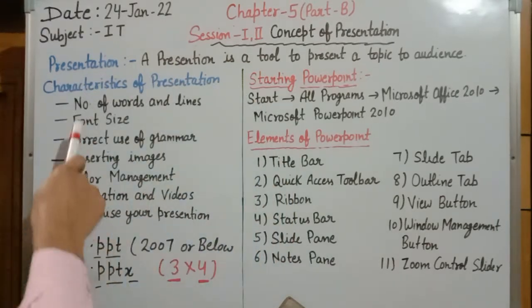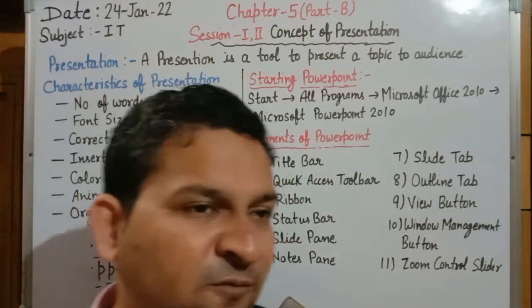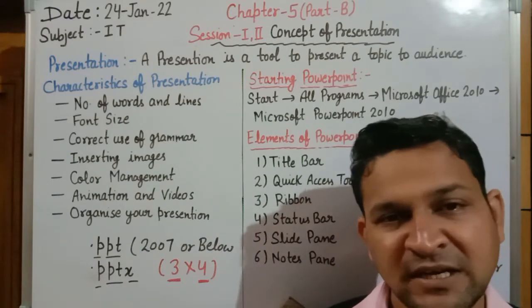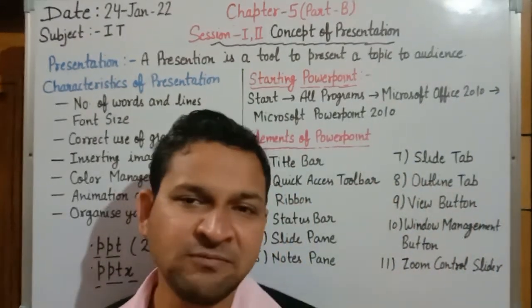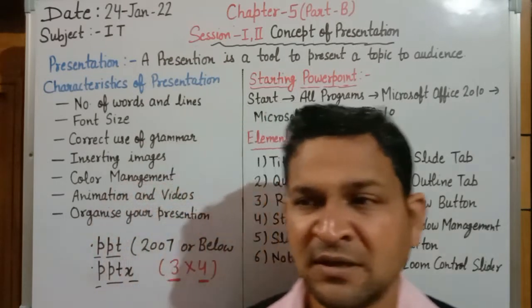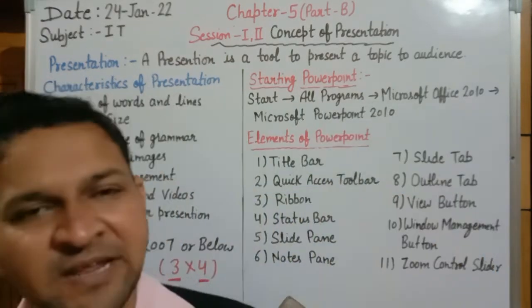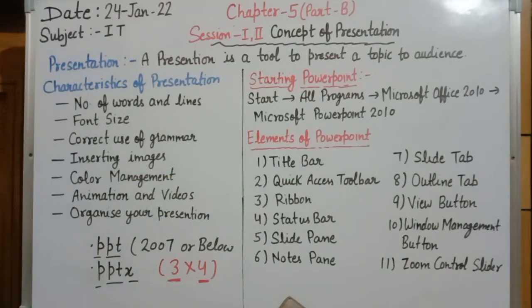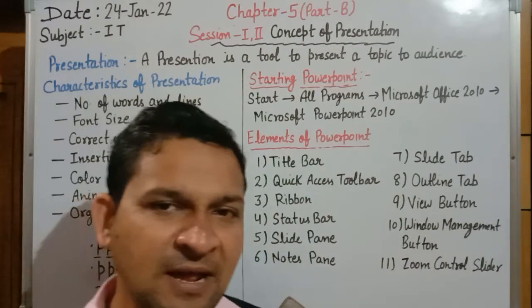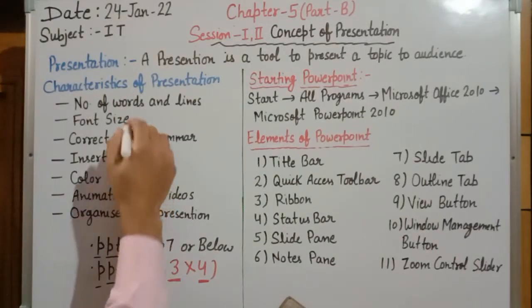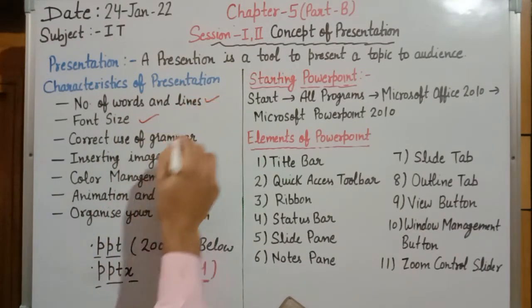Second characteristic, font size. You have to keep in mind that the font size should be as per the preference of the document. Generally the heading font size will always be larger. Afterwards the subheading will be smaller than the heading, and the text size will be smaller still. Generally for writing text we prefer 12, and for a heading it should be at least 18 to 20. So font size should be according to the presentation.